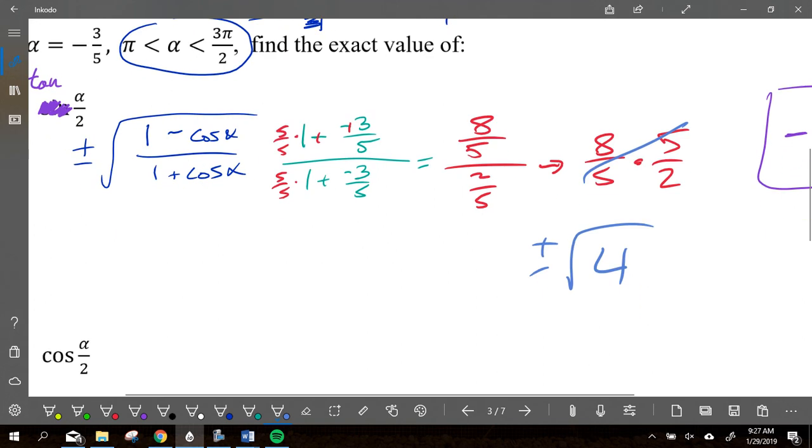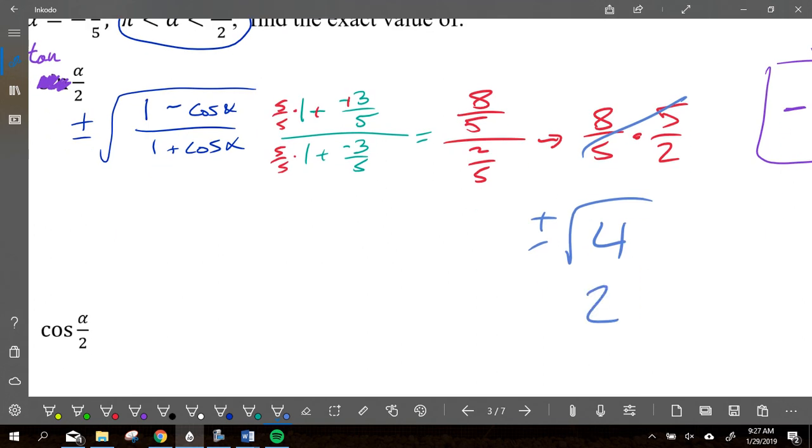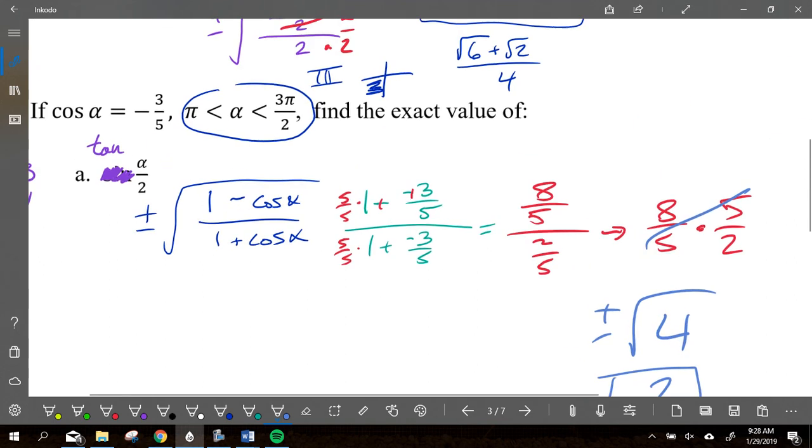Square root of 4 gets me 2. Thumbs up if you think that is a positive 2 in the end. Thumbs down if you think it is a negative 2. We are 0 for everybody because the answer is negative. It is a negative 2. Let's talk about why it's negative.